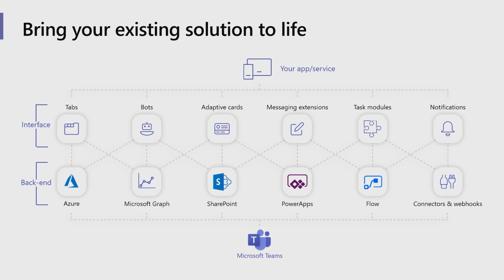There are a set of different capabilities or interfaces, ways that you can interact with users in Microsoft Teams. These capabilities include tabs for building out rich web content or bots for conversational entities. And these interfaces can speak with different backends. You can use Azure for hosting, Microsoft Graph for getting data about users from all across Microsoft. Together, these interfaces and backends allow you to deliver rich experiences backed by content from across Microsoft.